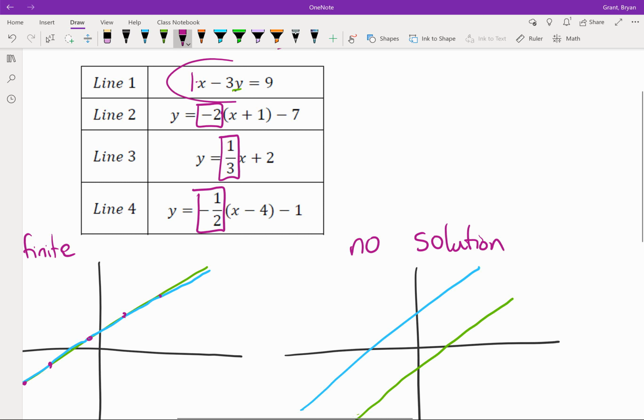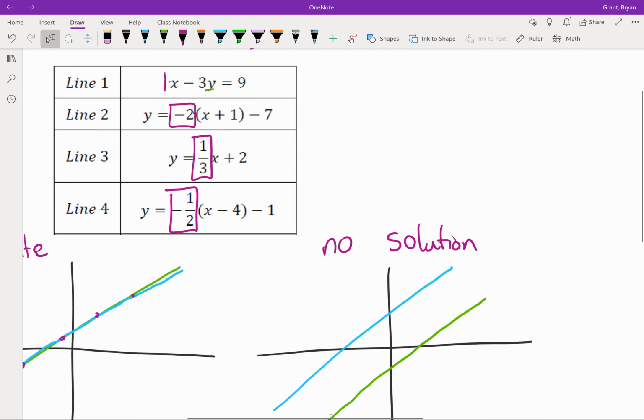Well, I see a 3 in line 1. I bet it's going to match this 1/3 down here. However, let's see how we can actually find it. I'm going to start with the equation 1x minus 3y equals 9, and we're going to isolate y.